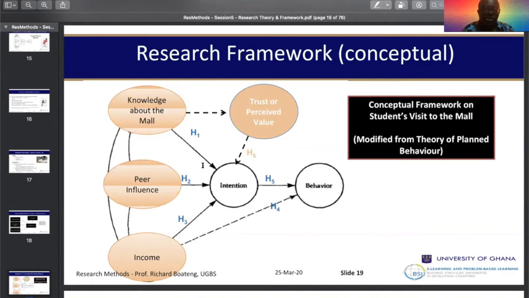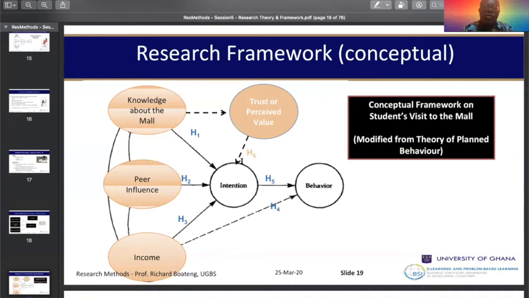Aziz, I'll come back to you. So you see this particular model here, or research framework here, you have the variables there, but another one I've introduced. That's why it says modified from the theory of planned behavior. And the person then wants to use it to be able to study why students visit the mall. So this concept, his phenomenon, is about visiting the mall.